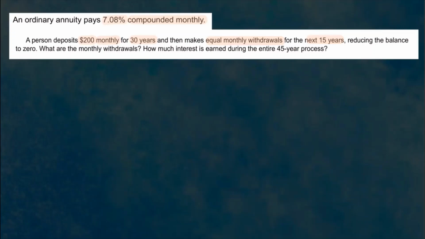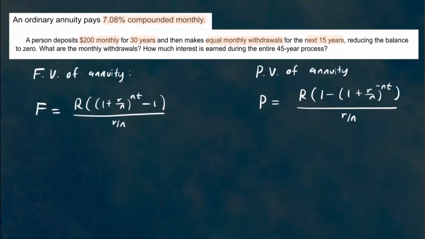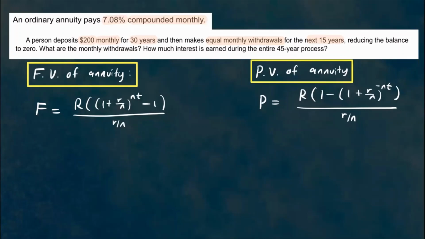So this is a problem that involves both future value of annuity and present value of annuity. So let's go ahead and write down those formulas. Here I have both formulas for you written. Make sure you're using these formulas, or if you're using something slightly different where you rename r over n as a different variable and n times t as a different variable, feel free to use that. They're all equivalent. So I'm going to be using these particular ones. We have the future value of annuity as this formula and present value of annuity as this formula. They're written right below.